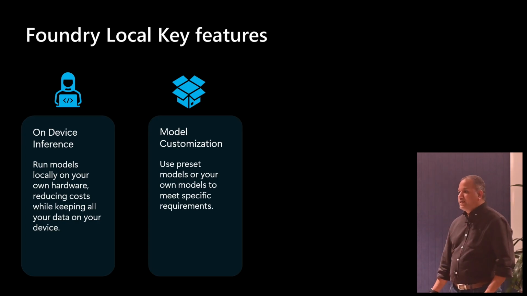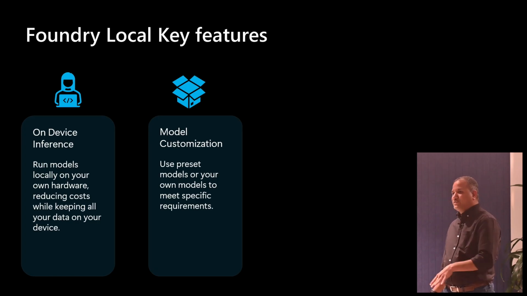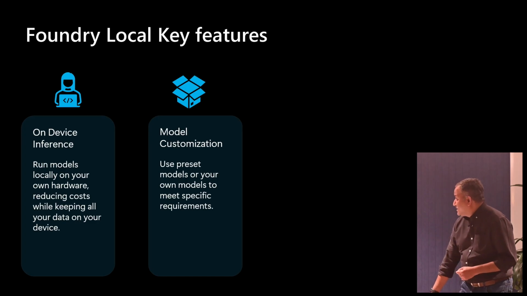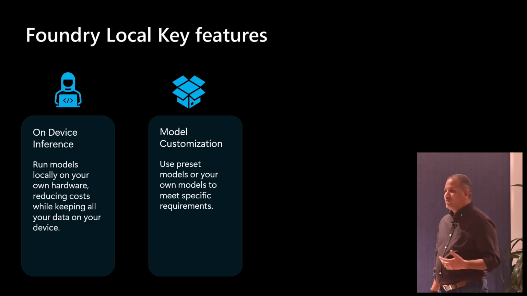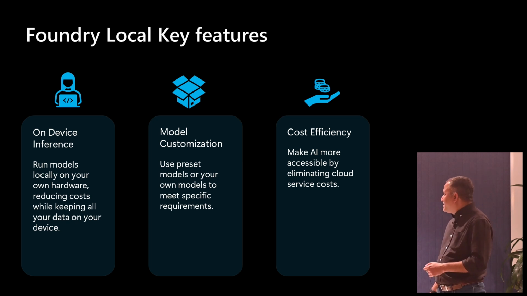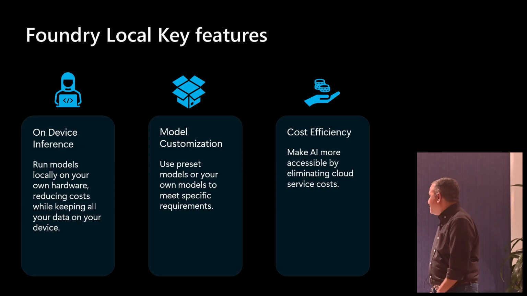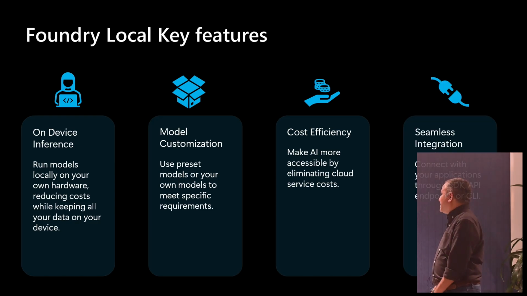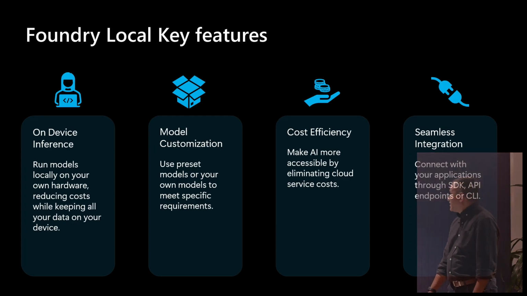The next one is customization. We can customize the models, like we can override those settings if you know how to build your own custom model based on the base models. That's also possible. Cost efficiency is because we don't have the cloud cost. You can run everything locally without having any internet connectivity. You just need an internet connection to download the model. Once it's available locally, it's all running on your device, and you can use the SDK, API and the CLI to connect to that model.